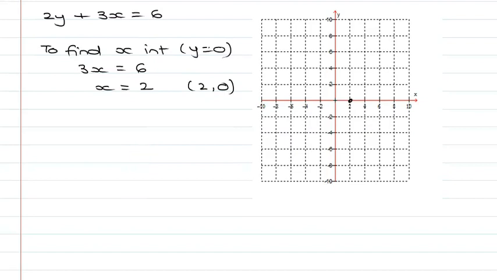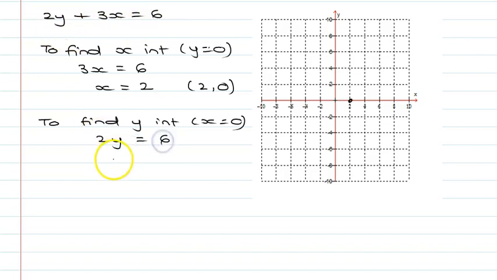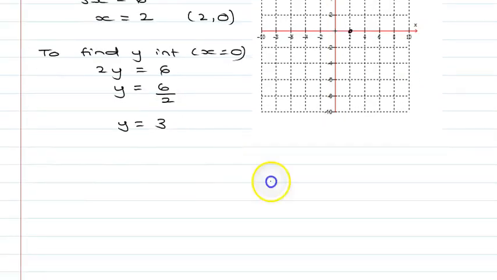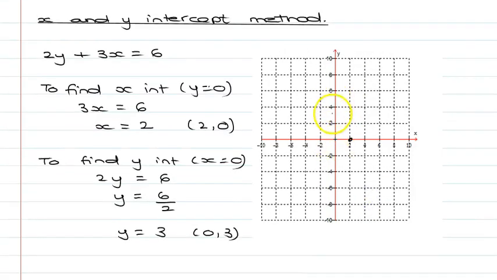The next thing I'm going to do is to find the y-intercept, and that's when x equals 0. Let's have a look at the original equation. When x equals 0, I'm just left with 2y equals 6, and solving that gives me y equals 6 over 2, leaving me y equals 3. So the coordinate is (0, 3). I'll go there, (0, 3) is about there.